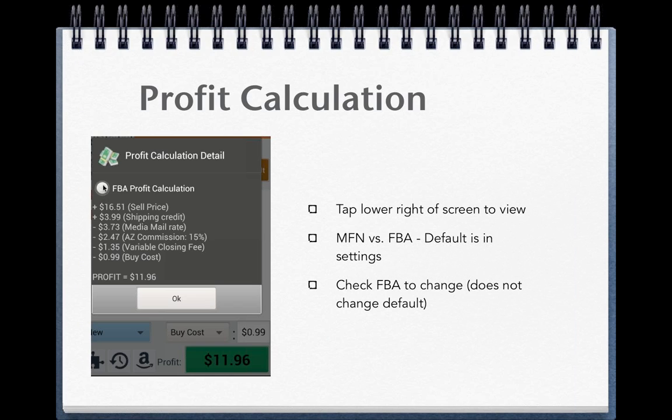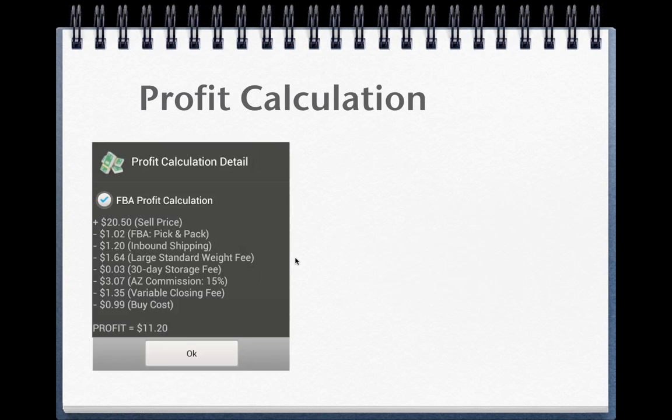And if you check this, you'll be able to compare it to FBA profit. But checking this box here does not change the default. Whenever you scan your next item, it's still going to be an MFN calculation, even if you check this box. So if you want to change the default calculation, you have to do that in Profit Bandit settings. And then here's how the FBA profit calculation looks.